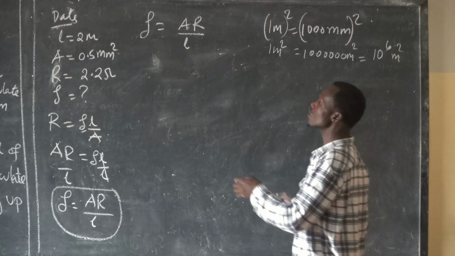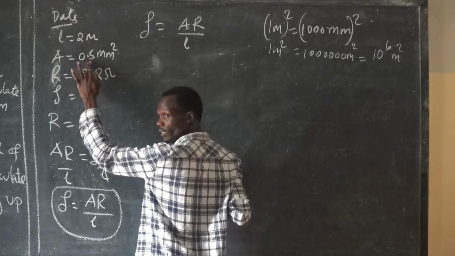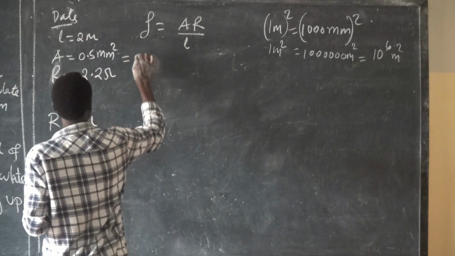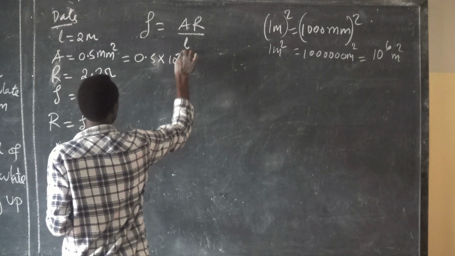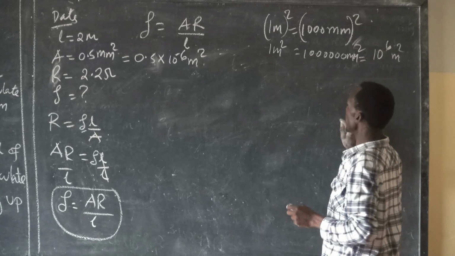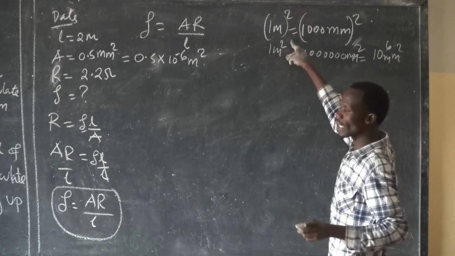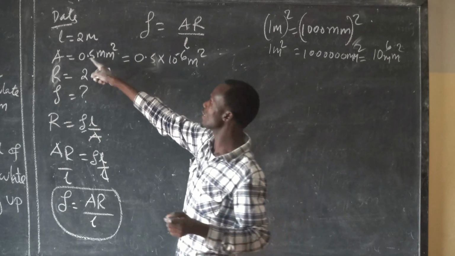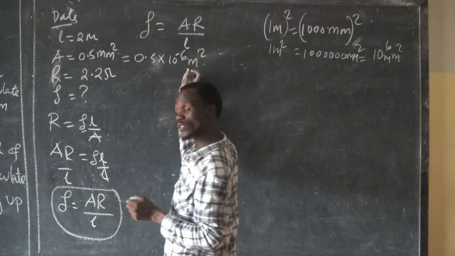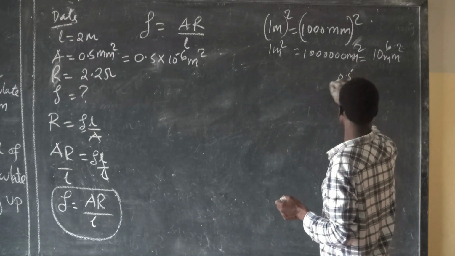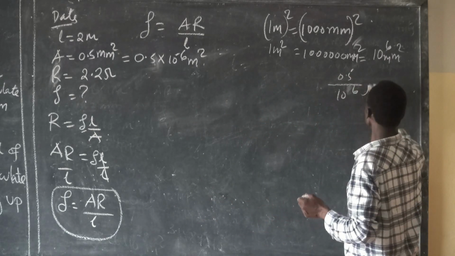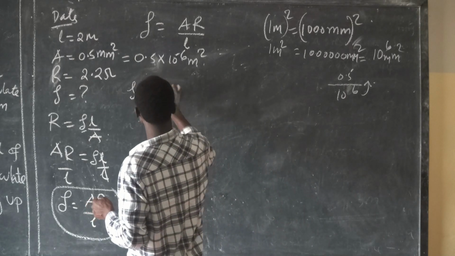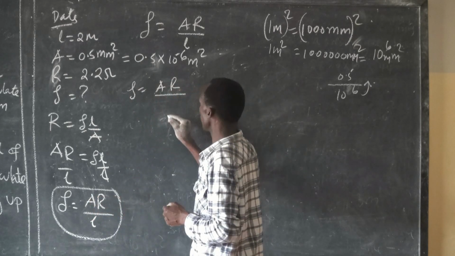Now it's just like dividing this 0.5 by 1 million. Now this definitely will become 0.5 times 10 power negative what? 6 meter squared. Now definitely we find 1 meter squared is equal to 10 power 6 millimeter squared. Now if you try this one by 10 power 6, you definitely get this one. It means that 0.5 divided by 10 power 6, this goes up here.